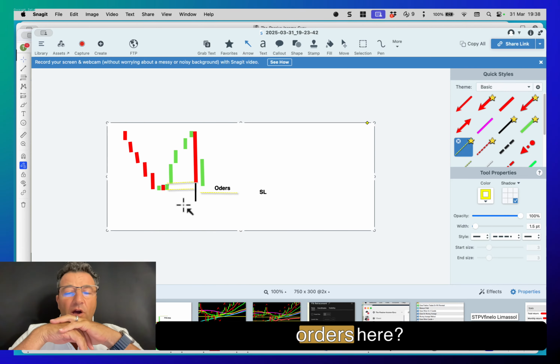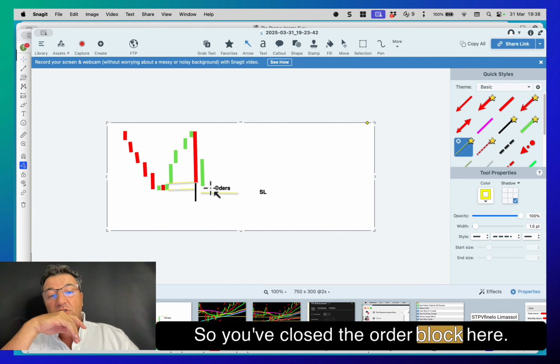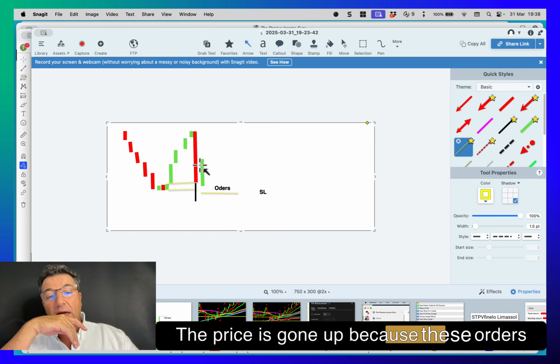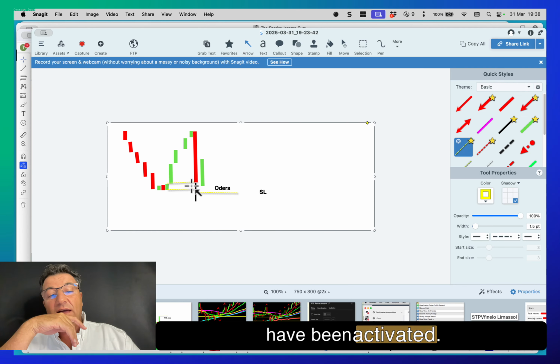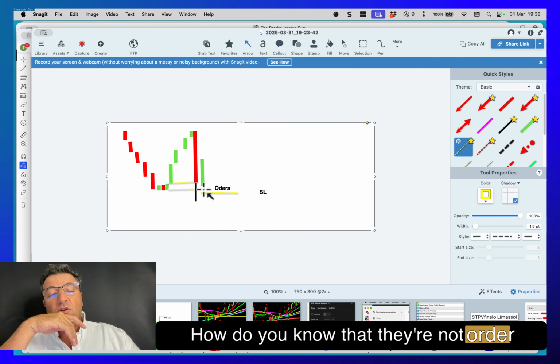How do you know that there are no more orders here? So you've closed the order block here. The price has gone up because these orders have been activated. So you're closing the order block. How do you know that there's no order blocks here?